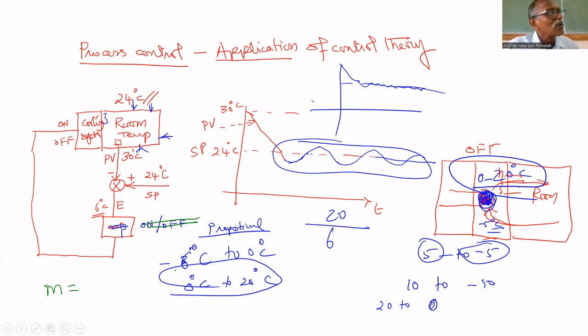That's why proportional controller also fails. To some extent, it will work. But anyhow, some error will be there that you will study in theory. Always there will be error. Here it is 30 degrees centigrade. Here set point is 24 degrees centigrade.